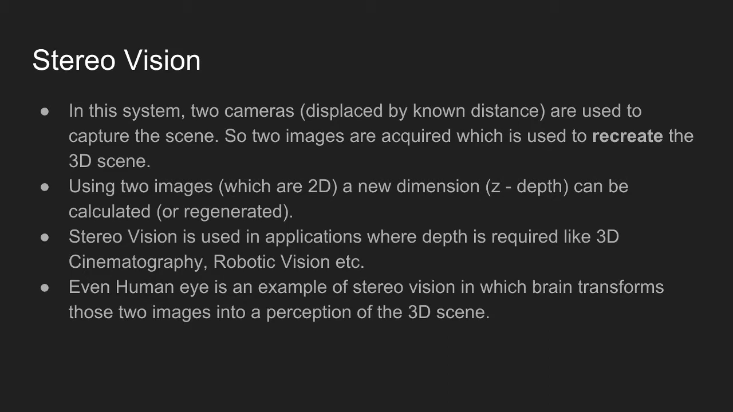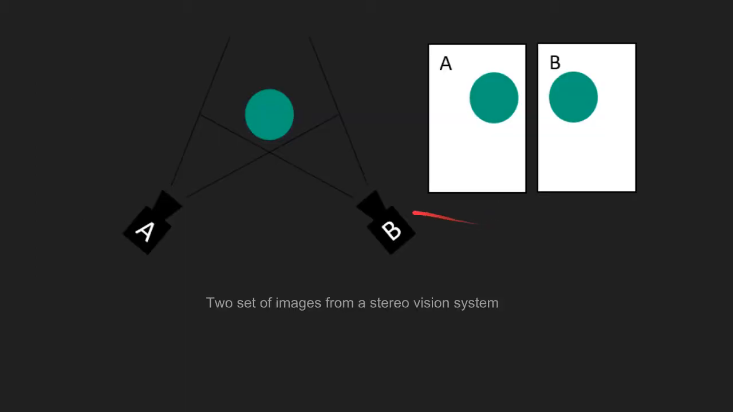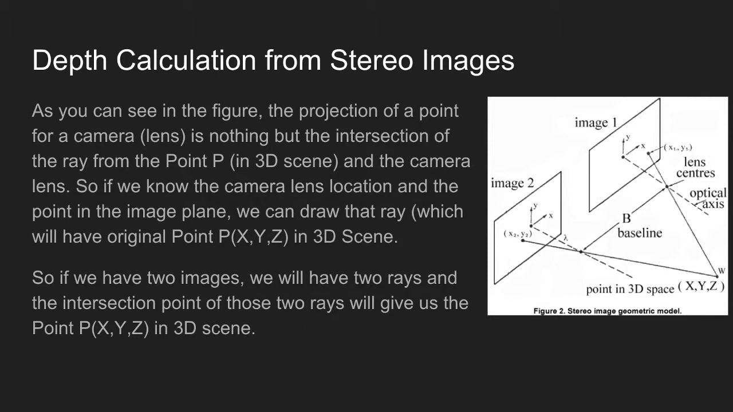You can actually see this if you close one eye and look, and then close the other eye and look from the first eye. You will see that the object you are looking at will get displaced. So each eye has its own image, which the brain then transforms and makes a perception about the scene. You can see there are two cameras and here is an object. For each camera, a different image is formed, and then a system merges those images and forms a 3D scene. So the main part is depth calculation from stereo images.